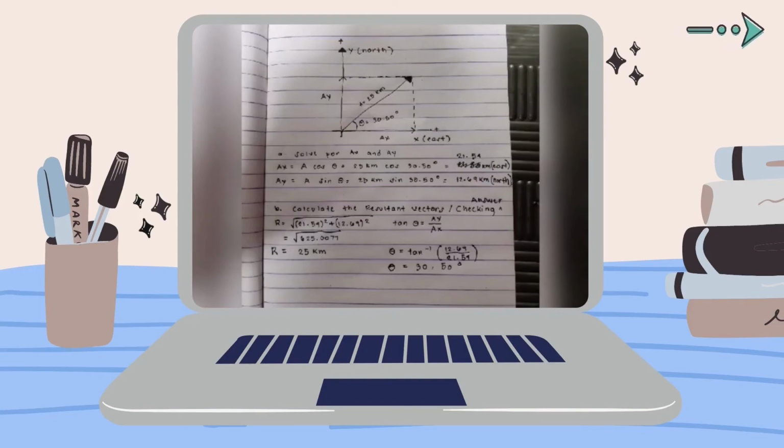To check our answers, we'll use the formula for calculating the resultant vector, since our resultant vector is 25 kilometers and it's already in our given problem. We'll use the Pythagorean theorem to find our resultant vector. To make our formula short, R is equal to the square root of Ay squared plus Ax squared. Substituting, R is equal to the square root of 21.54 squared plus 12.69 squared, and it results in 25 kilometers. To find the direction, we could use SOHCAHTOA, or the inverse tangent equation. Tangent to the power of negative 1 times 12.69 over 21.54 results in 30.50 degrees north of east.